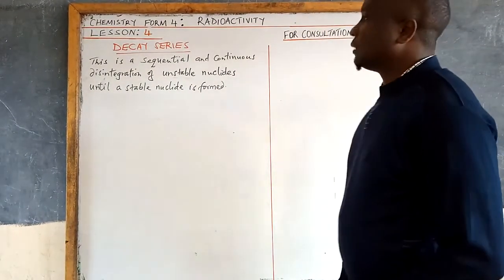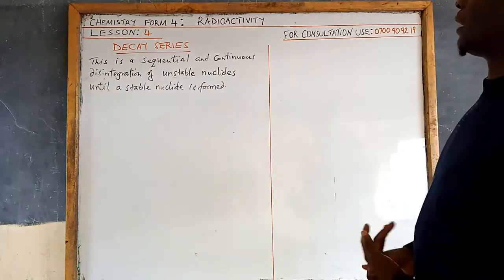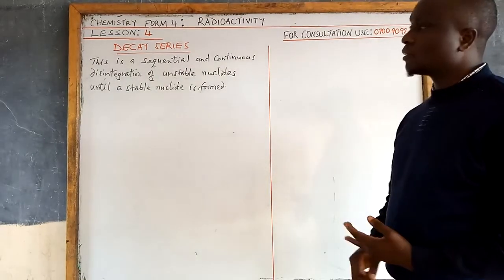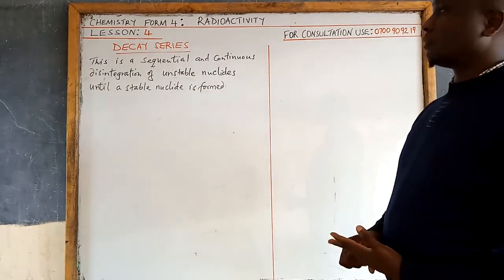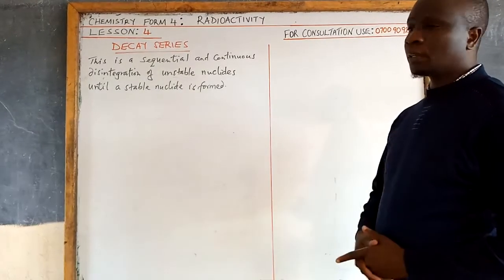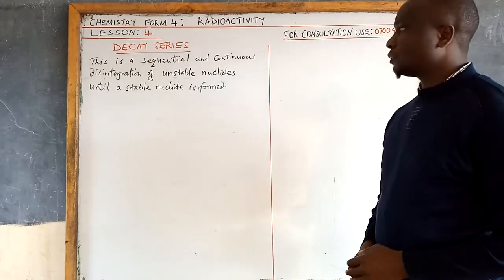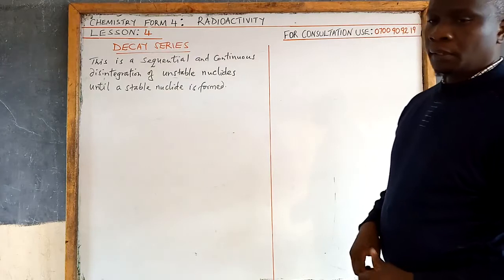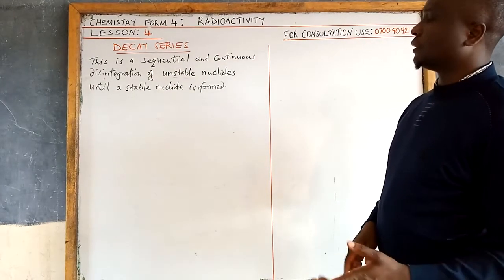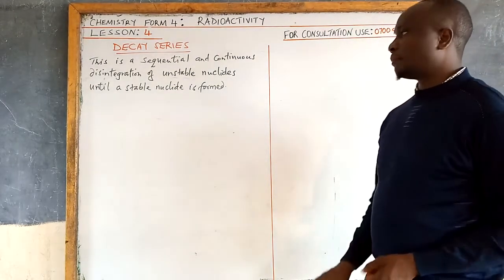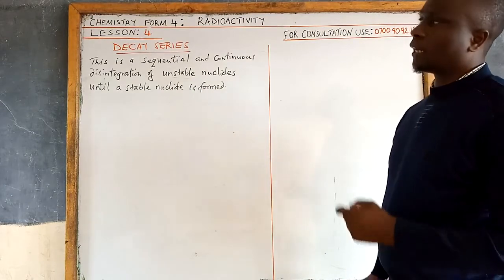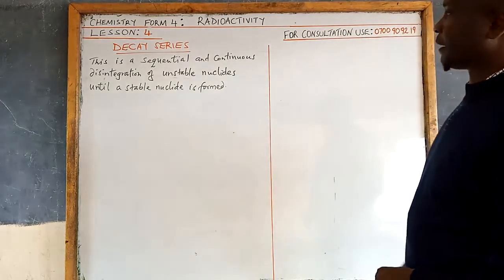So, in this lesson, we're going to look at the decay series and the differences between nuclear fusion and nuclear fission, and also some dangers of radioactivity and applications. We will not be able to do all of that, so we can put it in lesson number 5.